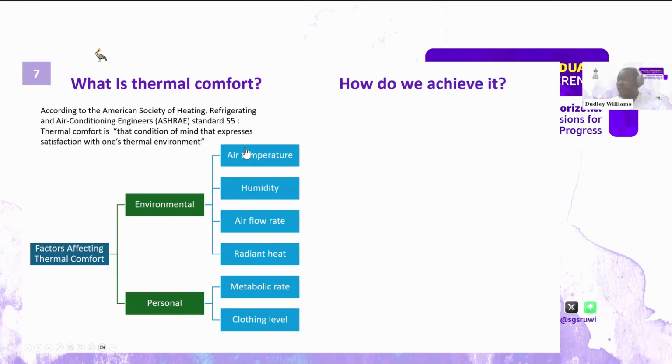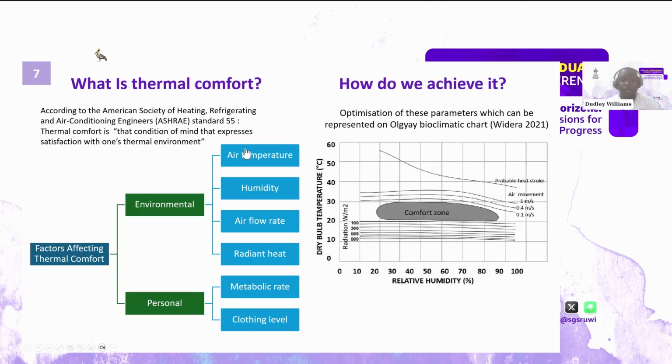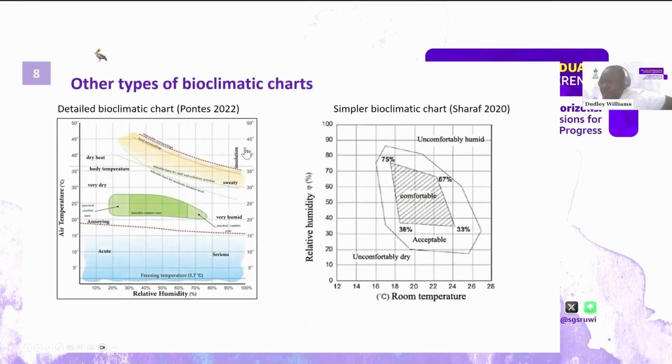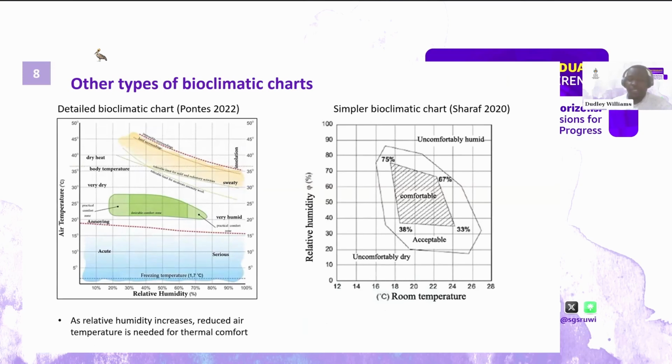Now, how do we achieve thermal comfort? We achieve it by finding an optimization of these 6 parameters, and these are normally represented on our bioclimatic charts, as shown here. Now, these charts vary based on country. So Africa versus Brazil will have a different thermal bioclimatic chart, but it won't vary that much. Now, there are other type of bioclimatic graphs that are shown here. Now, what is key from this chart is that as relative humidity increases, there's a reduction in the need of air temperature to achieve thermal comfort.